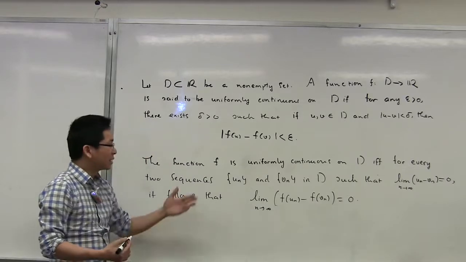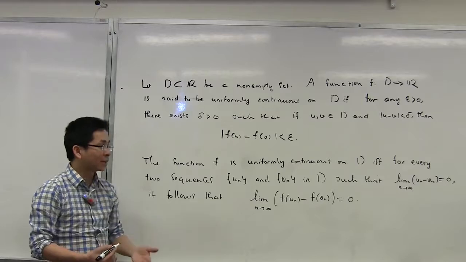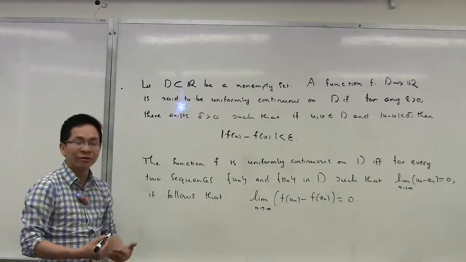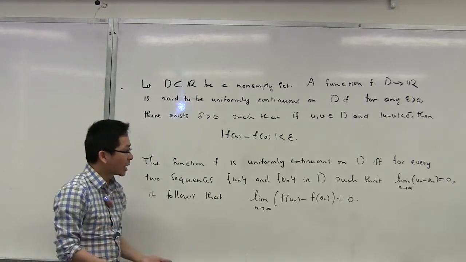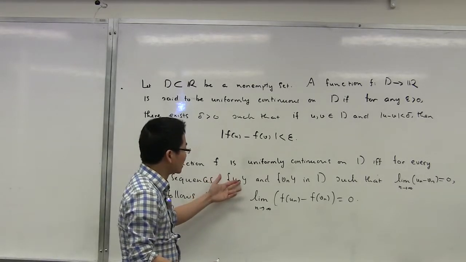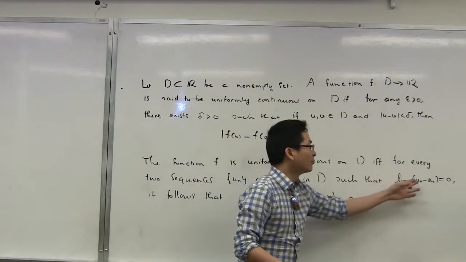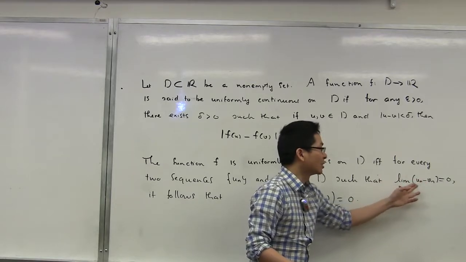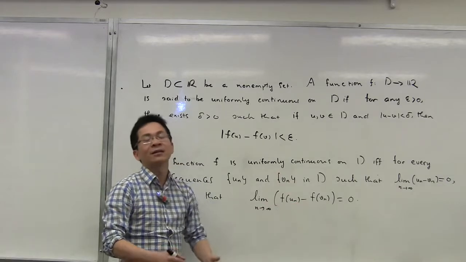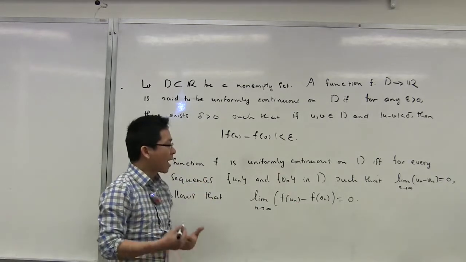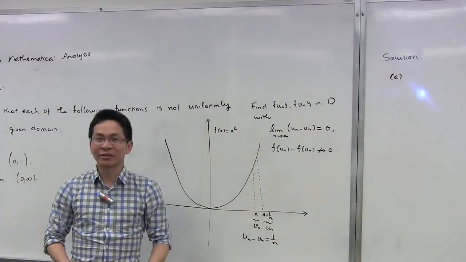This property is very important, especially when we want to show that a certain function is not uniformly continuous on a given domain. So if you can show that there exist two sequences un and vn in D such that the limit of un minus vn as n approaches infinity is 0, but the limit of f of un minus f of vn is not 0, then we can conclude that f is not uniformly continuous on D. Now we are ready to work on the first problem.